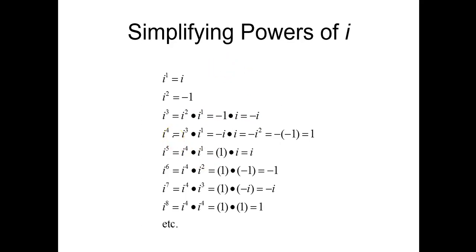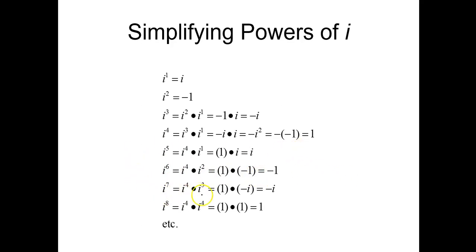If we want to do i to the fourth, we can break it down, i cubed times i. We now know i cubed is negative i, times i is going to give us negative i squared. So negative negative 1, or 1. i to the fifth, we can break it down to i to the fourth times i. We know i to the fourth is 1, times i is i. i to the sixth, we can break it down to i to the fourth times i squared. 1 times negative 1 is negative 1.